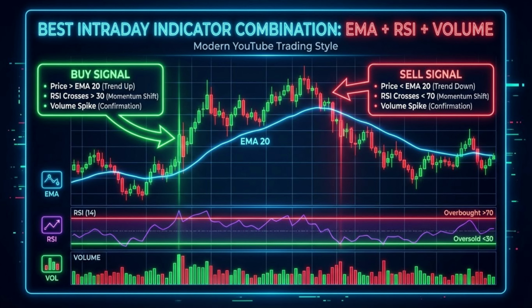A buy signal occurs when price is above EMA 20, RSI shows upward momentum, and volume spikes, while a sell signal appears when price is below EMA 20, RSI weakens from higher levels, and volume confirms selling pressure. By combining trend, momentum, and confirmation, this strategy helps intraday traders filter out false signals and make more disciplined trading decisions.